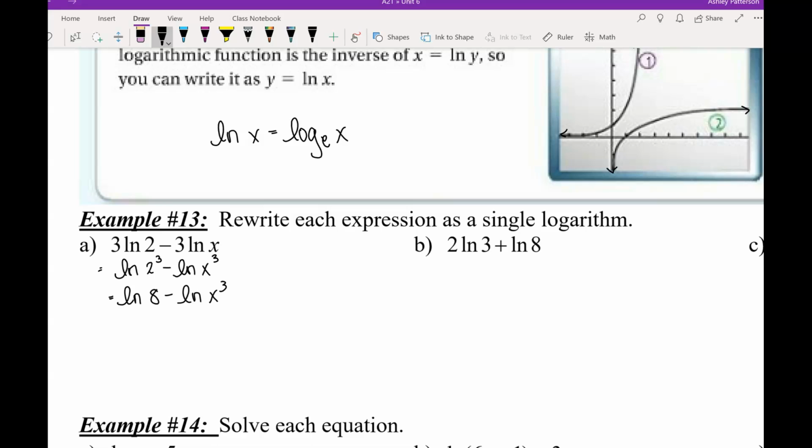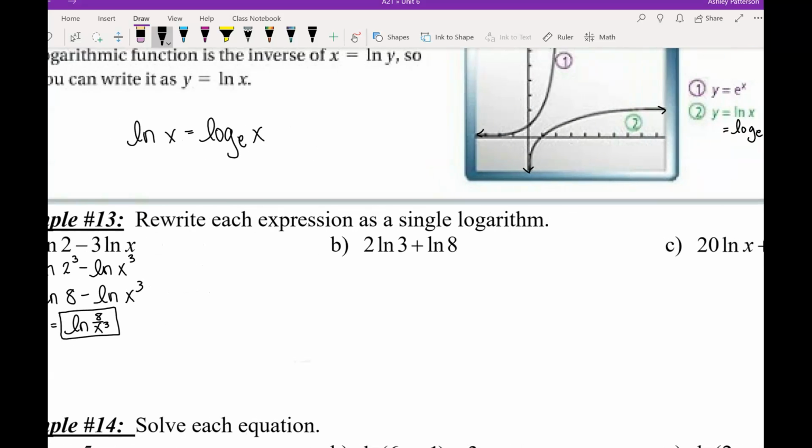Since they're being subtracted, we can use the quotient property, combine them. Remember, the first term is always the numerator. So we have the natural log of 8 over x cubed. We can't evaluate this expression because it has a variable in it. It doesn't make any sense for us to evaluate, so there's our final answer.